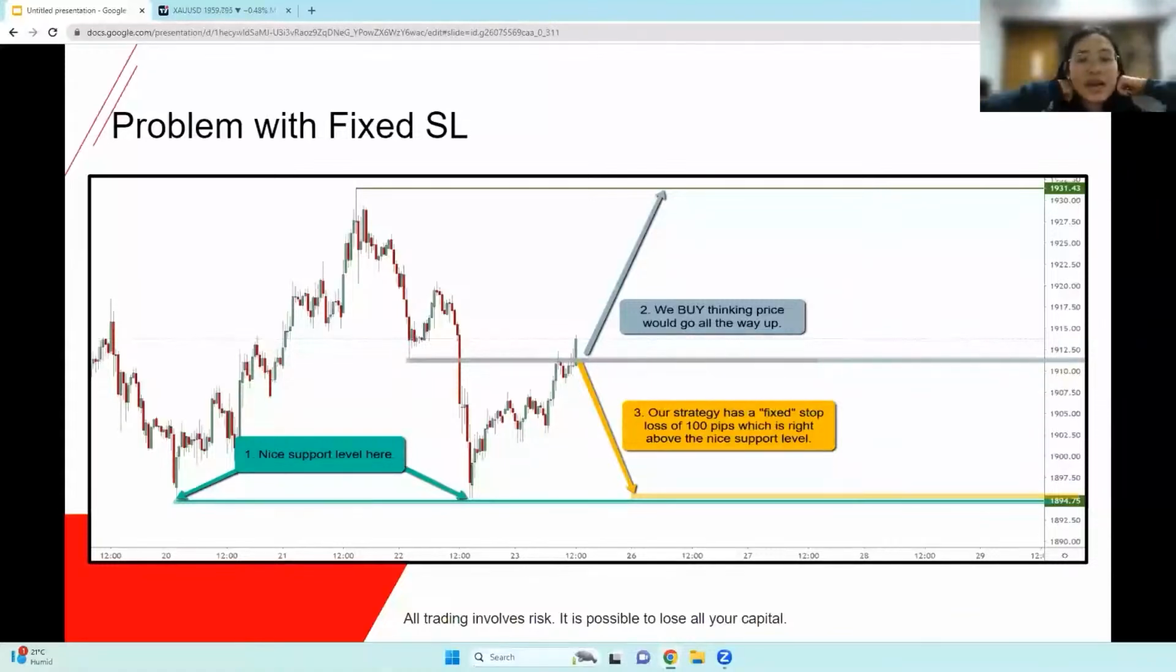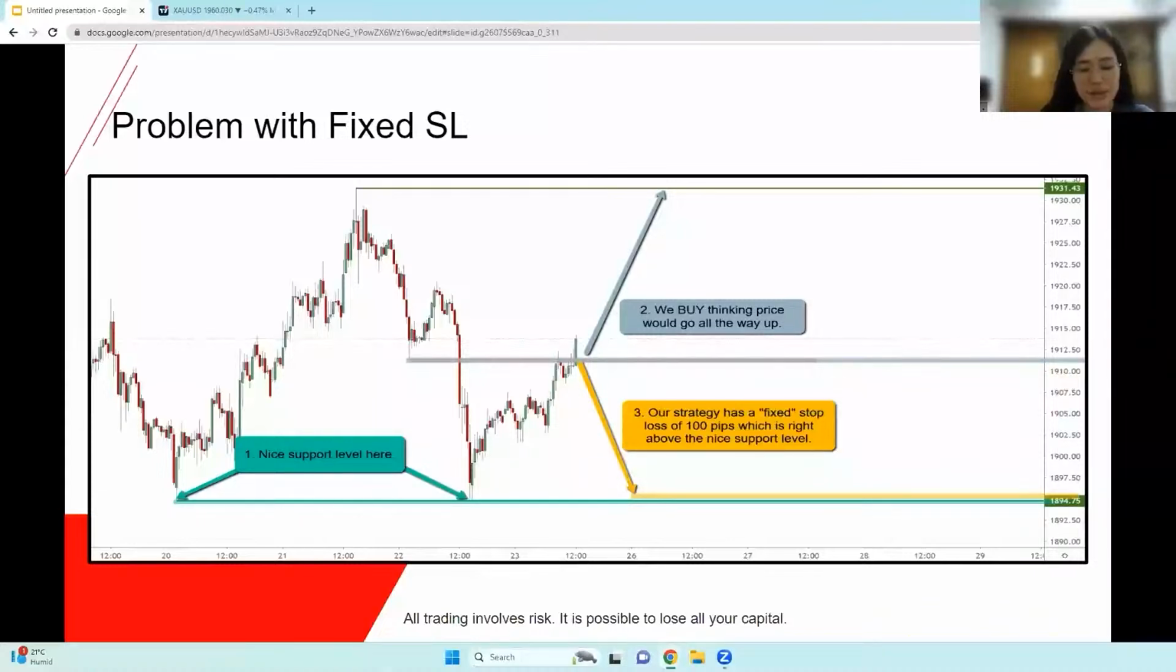Okay, here's an example to show you why you shouldn't have a fixed stop loss. So this applies for really any trade that you are looking at. It doesn't just have to be for gold. Even if you're trading currencies, it's the same thing. Okay. Yep. So here's an example.